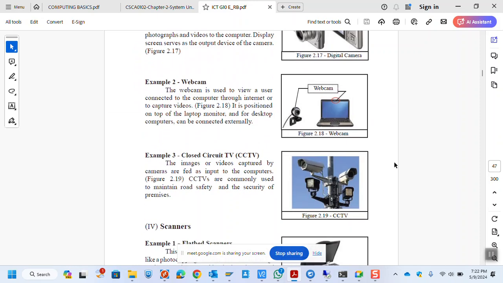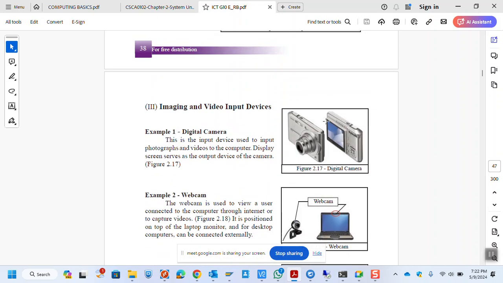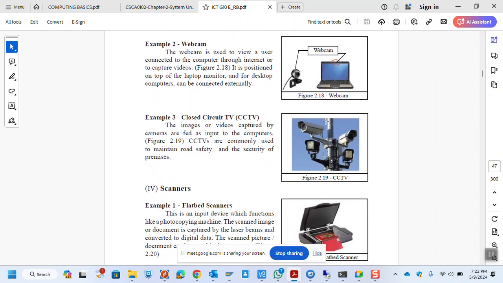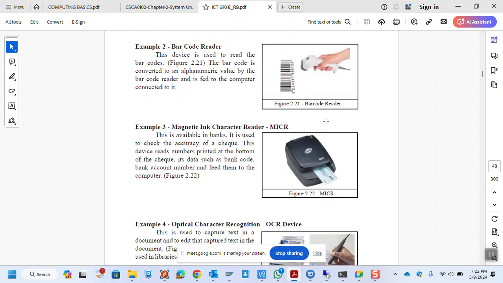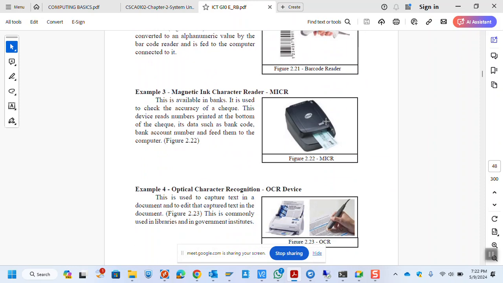So we are discussing these things, right? Webcams, imaging video devices, CCTV, scanners. Can you all remember barcode readers, magnetic ink?